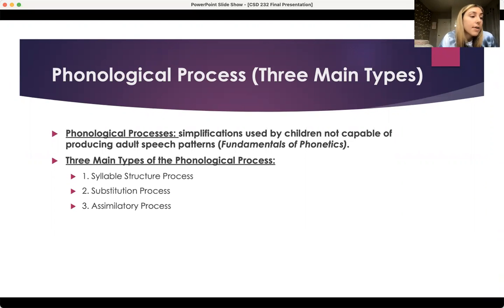First off, I wanted to provide the definition of phonological processes before jumping into this PowerPoint presentation. According to the Fundamentals of Phonetics textbook, phonological processes refer to simplifications used by children not capable of producing adult speech patterns. There are three different types of phonological processes: the syllable structure process, the substitution process, and the assimilatory process. In the next couple of slides, I'm going to go in depth and provide examples for each of these.